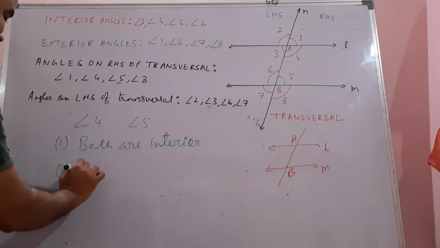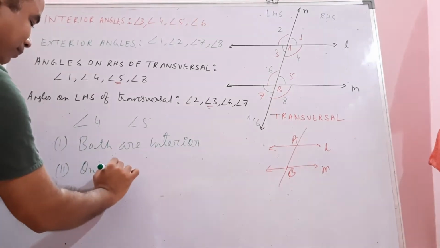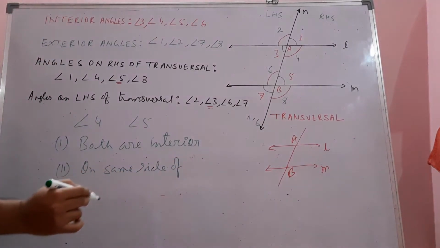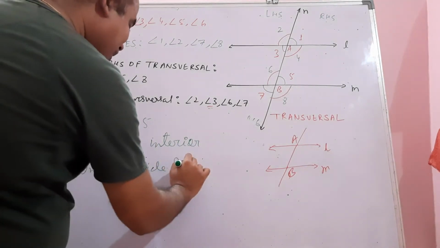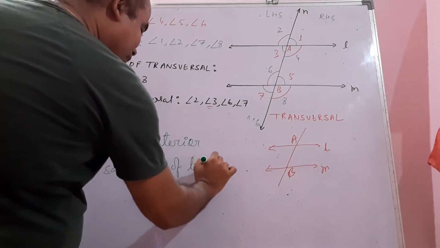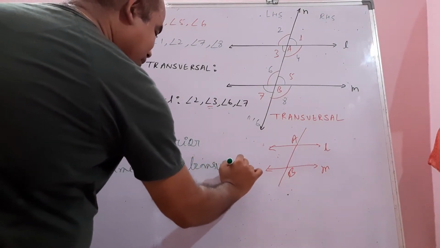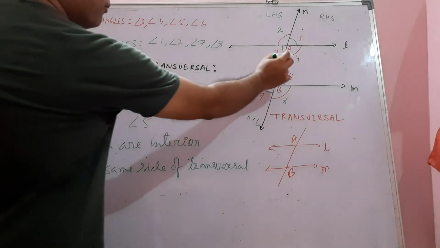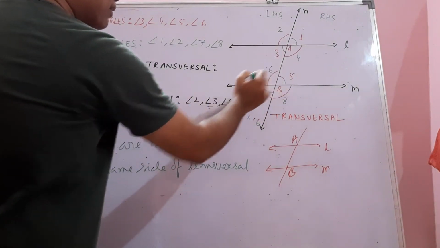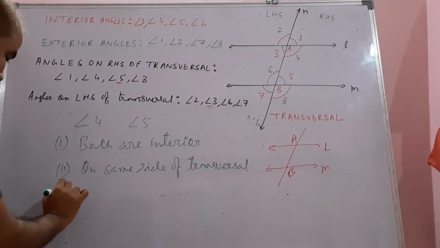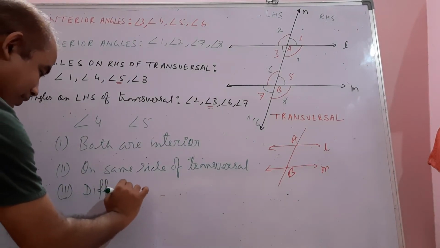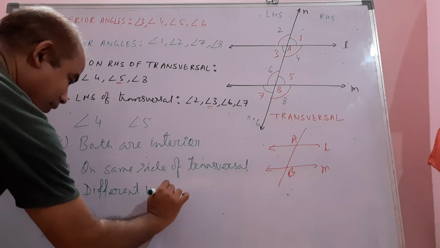So the second thing you can observe is that they are on the same side of the transversal, either left hand side or right hand side, either above or below, whatever. And this time also, for angle 4 the vertex is A, for angle 5 the vertex is B, different vertices. The plural form of vertex is vertices.